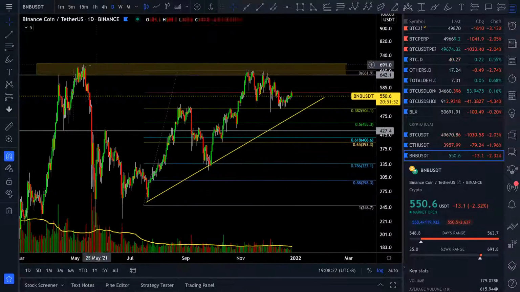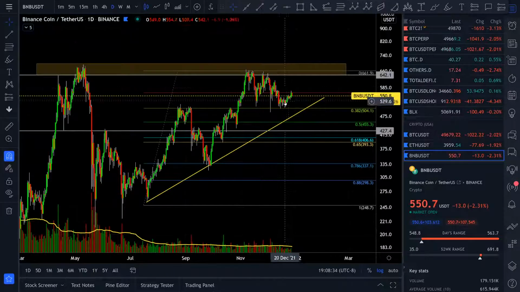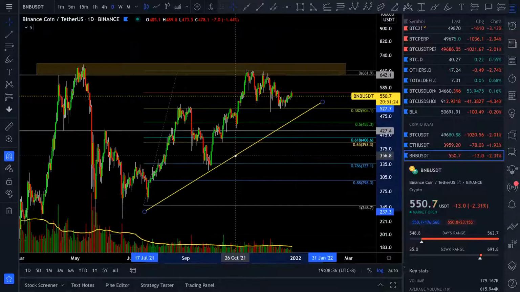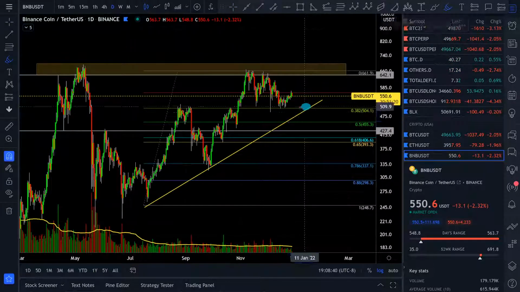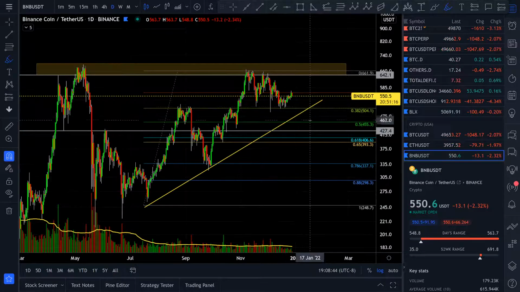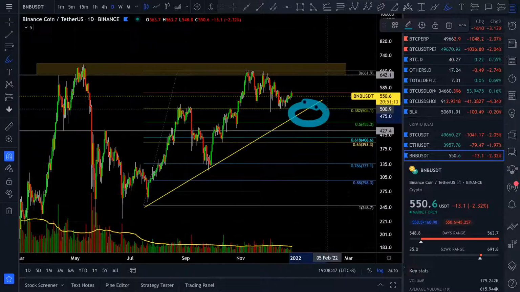So we have this resistance drawn here in the yellow top box on the top side, horizontal resistance. You can see the consolidation that's happening on a lot of these altcoins. The trend line of Binance Coin is still intact, but you could see that the target is pretty low in terms of price, $500 to $450 range, right in this blue circle.